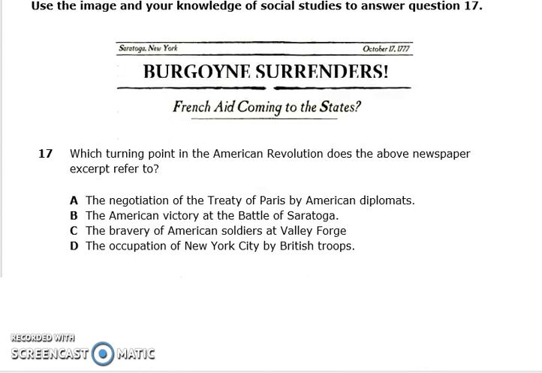Use the image to answer question 17. Which turning point in the American Revolution does the above newspaper excerpt refer to? A. The negotiation of the Treaty of Paris by American diplomats. B. The American victory at the Battle of Saratoga. C. The bravery of American soldiers at Valley Forge. D. The occupation of New York City by British troops.